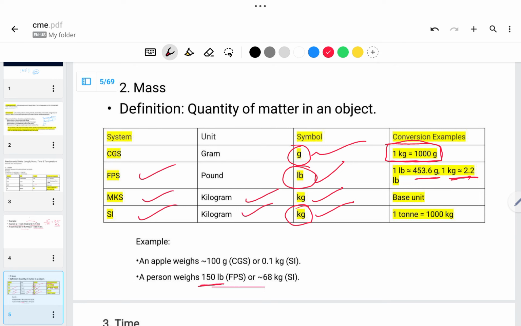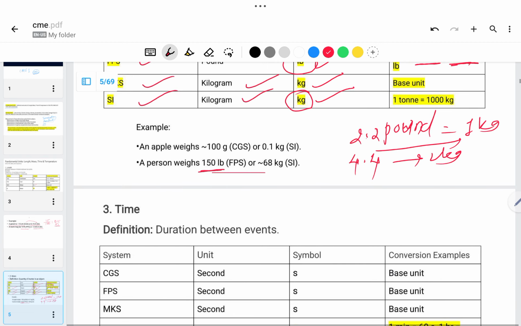Vice versa, if you measure something and it is 2.2 pound in weight, then you can call it 1 kg. Again, vice versa, 2.2 pound means 1 kg. So if it is 4.4 pound, it will be 2 kg.